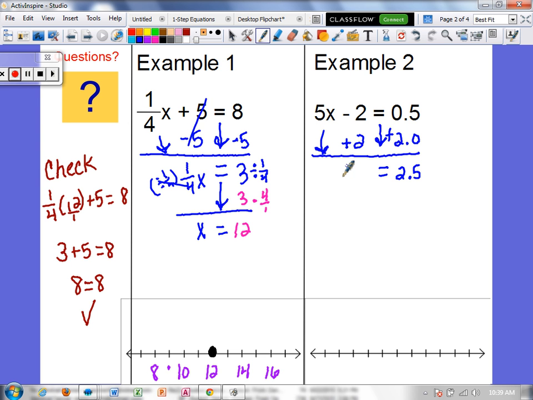So I'm just going to carry that down. 5x equals 2.5. Let's separate the left and right side. 5 times something equals 2.5. So the inverse of multiplying would be to divide by 5. I'm going to cross that out. We're left with an x. Now here, let's think of this as 25. 25 divided by 5 is 5, and we know that we have to have one decimal place. So x would equal 0.5. Now let's check.